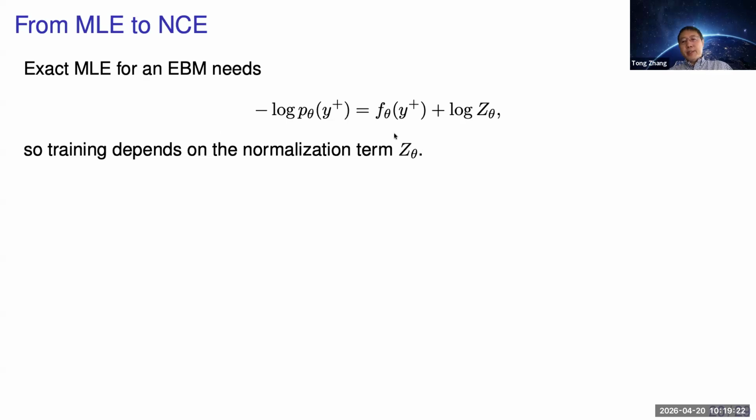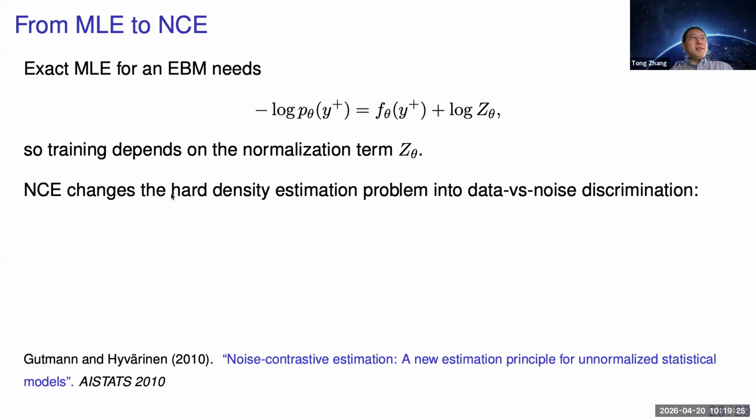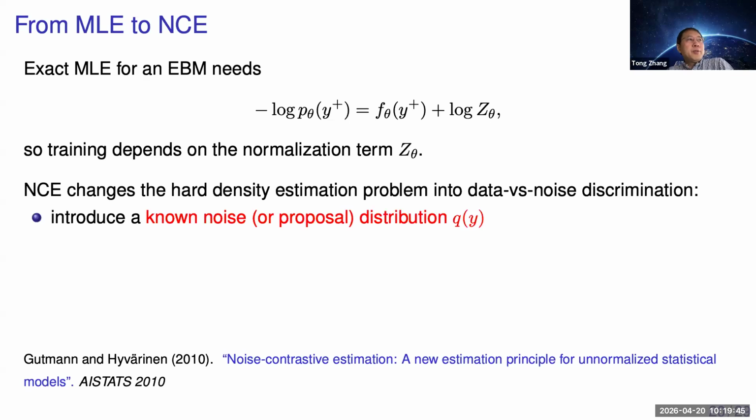But the normalization is tricky. So what do we want to do? NCE changes the hard density estimation into data versus noise. Noise is like the proposal distribution which we have used for sampled softmax. This is a data versus noise distribution discrimination. So you introduce a noise distribution. Again, this is the same as for the softmax. This one has to be known. You can draw samples from it, and the same distribution also appears in rejection sampling.